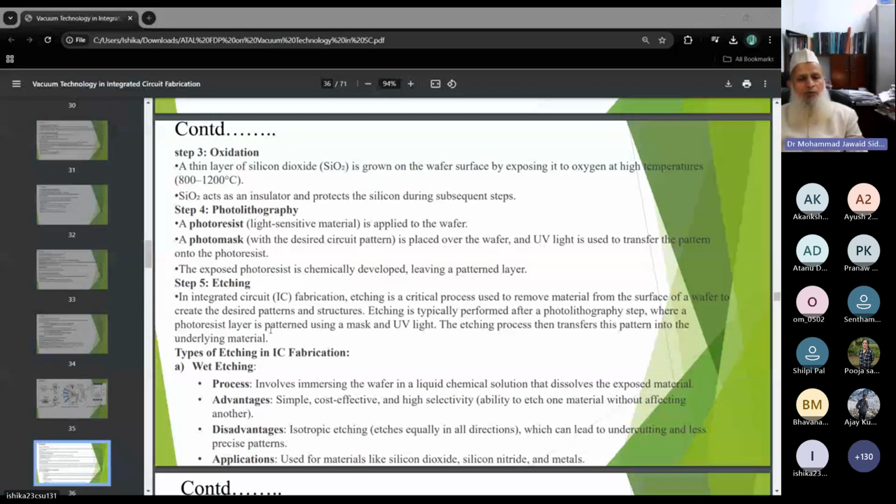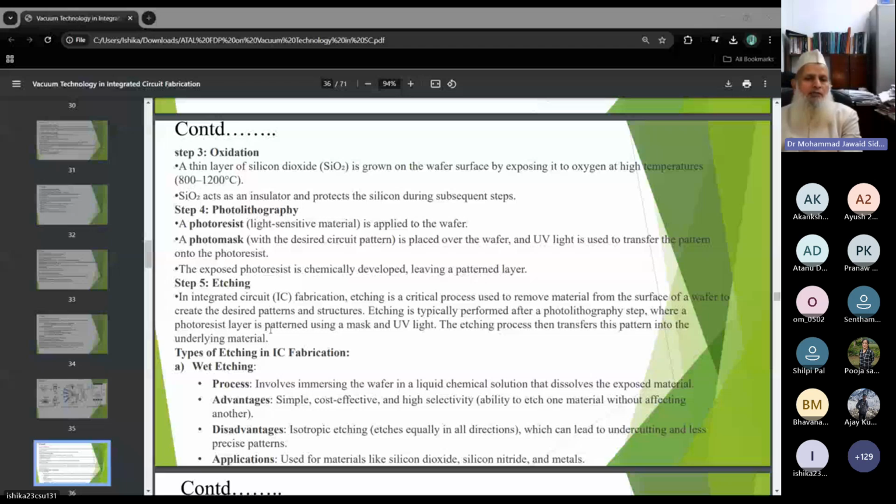Next, one of the very important processes in integrated circuit fabrication is oxidation. As I have told you, in a MOSFET, oxide serves as a dielectric layer between gate and channel. So a thin layer of silicon dioxide is grown on the wafer surface by exposing it to oxygen at high temperature. We may use dry oxidation or wet oxidation. In dry oxidation, the quality of oxide is very good, but the growth rate is slow. In wet oxidation, the growth rate is good, but the quality is poor.